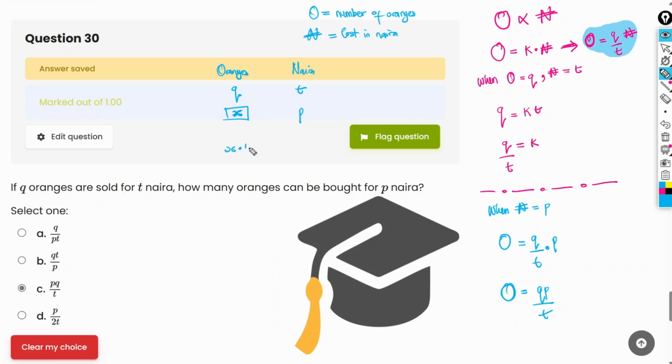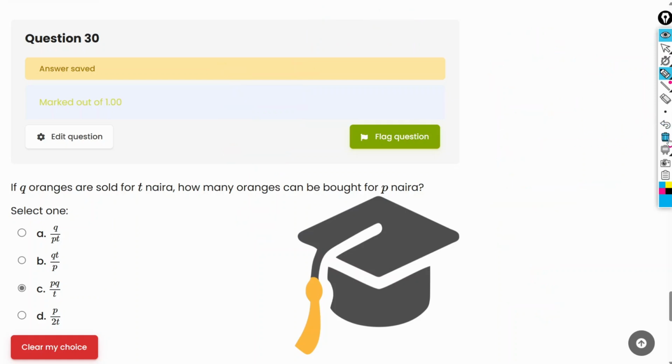That means that X times T will be equal to what? QP, right? Divide both sides by T. You get X, which is the amount of oranges you buy for P Naira, is equal to Q times P over T, right? So again, without going on to set up the relationship and all of that, I could very easily have solved this by just doing cross multiplication, because direct proportion scenarios work easily, straightforward with regular cross multiplication. Okay, so let's go to question 31.